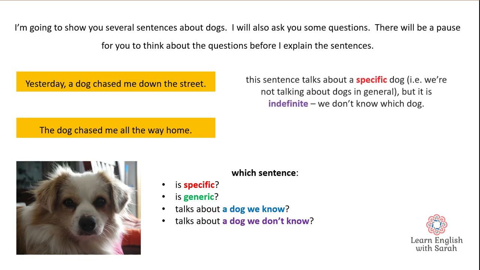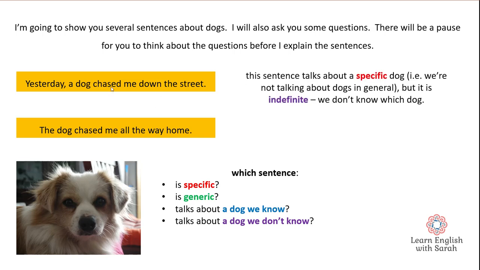Okay, so the first sentence talks about a specific dog. Now, I know that might seem strange, and it seems strange to me because we don't know what dog this is, but we are not talking about dogs in general. So we are talking about a specific dog, but it's indefinite. We don't know which dog this is.